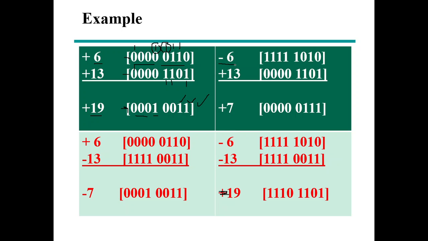If we want to add minus 6 with 13, what would be the result? Plus 7. How are we going to get this result in binary? So minus 6 is a negative number. It has to be converted into its 2's complement form. How do you convert it into 2's complement form? This is 6. So how do we convert it into 2's complement?